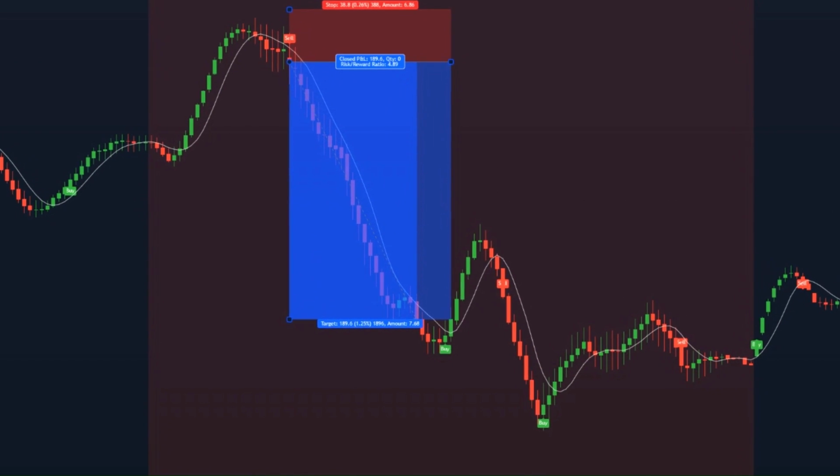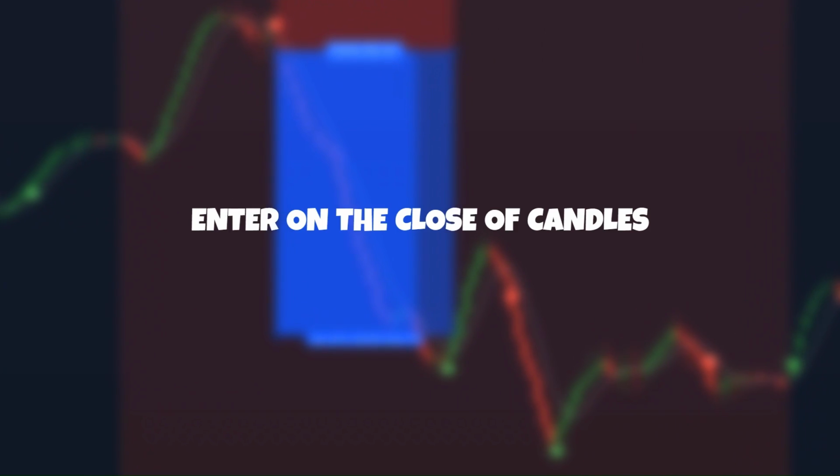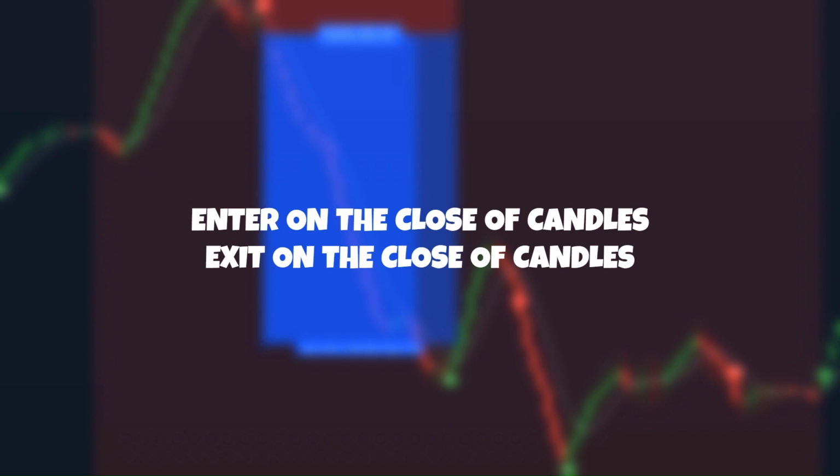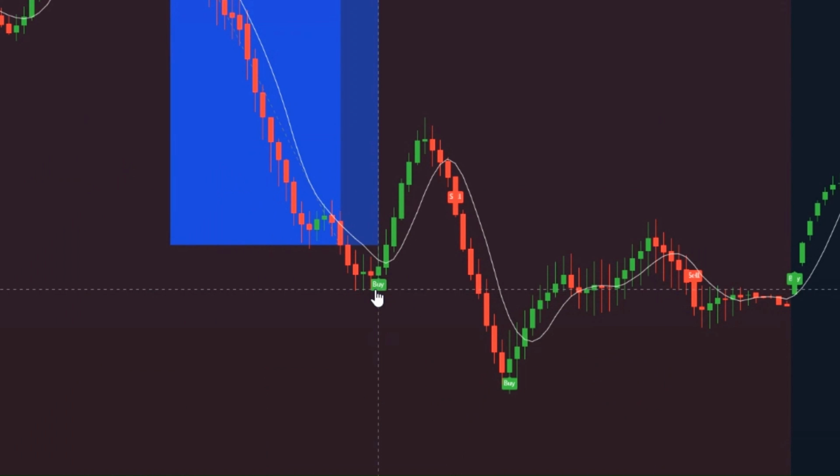And this green candle down here is exactly where we would exit our trade. It's very important that we only enter on the close of candles and we only exit on the close of candles. So the first trade of the day gave us a 4.89 risk to reward ratio. The second trade of the day, which is this buy down here, actually paints on the exact point that we would be exiting our sell.